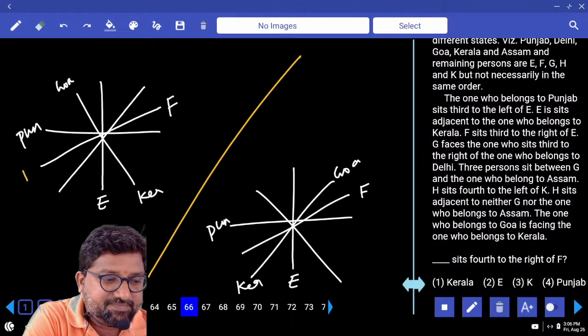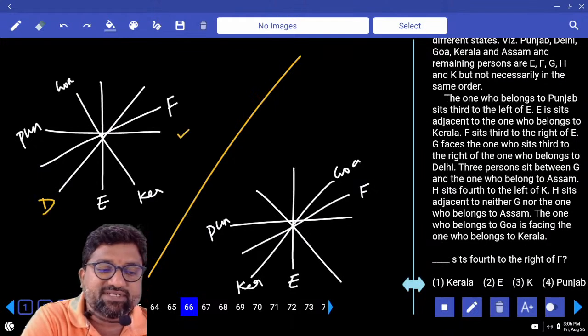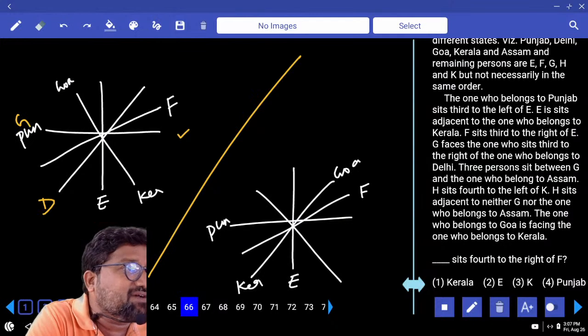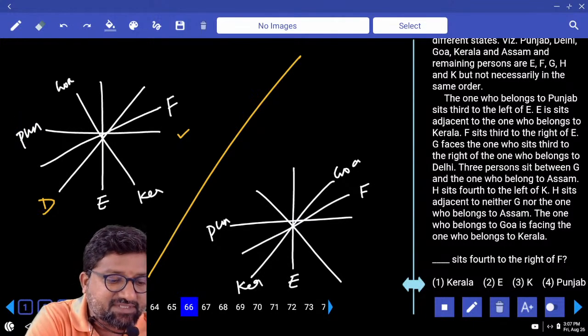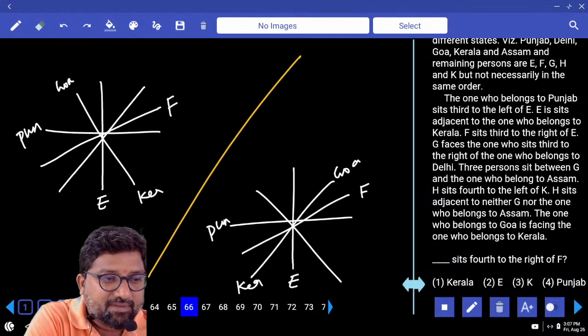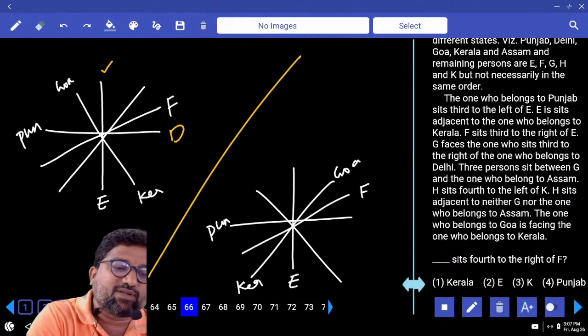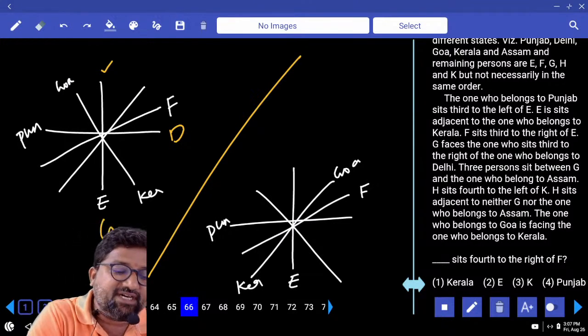Next, if I put D here, 1, 2, 3, this is the third right. Opposite that should be G. Is it possible? Okay. This is D. Third right is this person. Opposite should be G. Is it possible? Can I take G here?